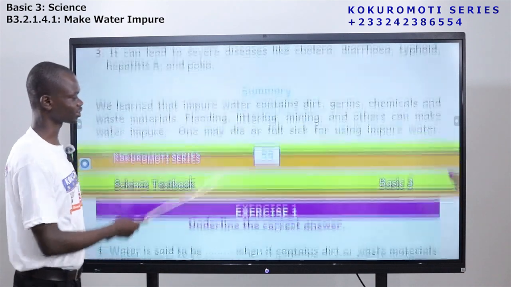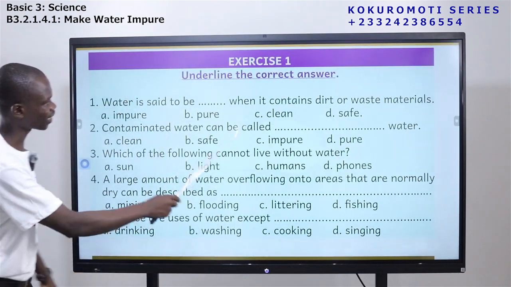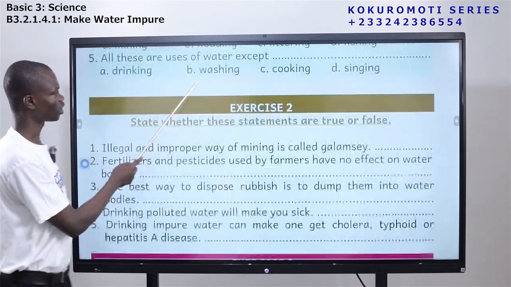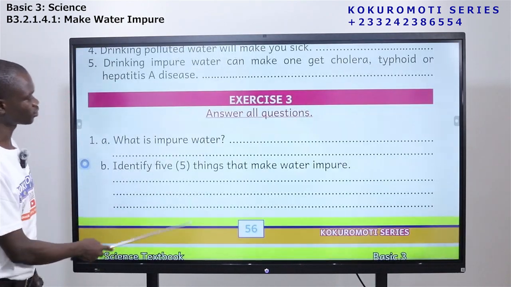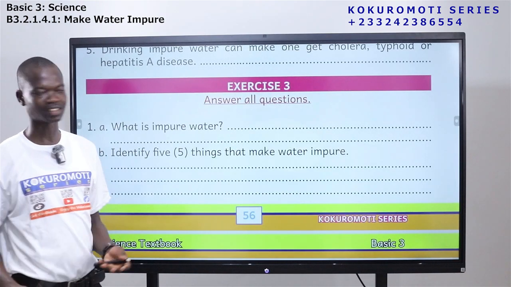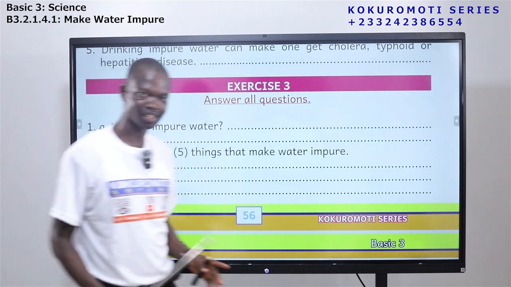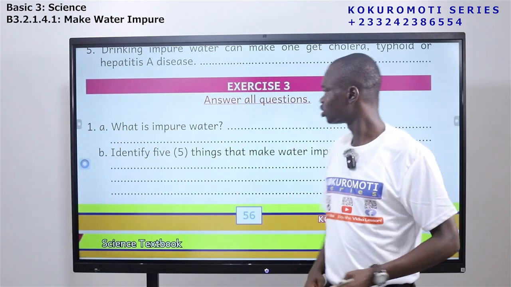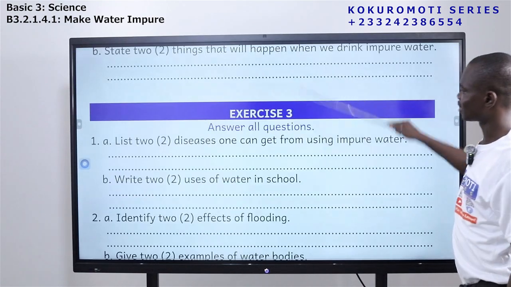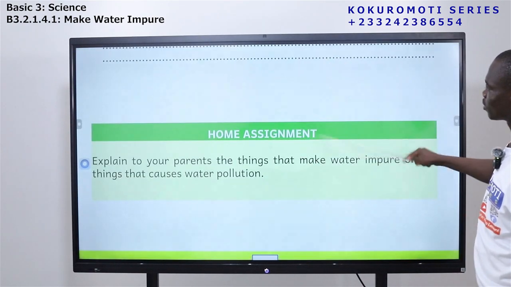So now we are looking at exercises. We have exercise 1 here, underline the correct answer. We have 5 questions under exercise 1. We have exercise 2 here, exercise 3. You know, Kokromoti series, we make sure we give you a lot of exercises. So the exercises will help you know your level of understanding of the topic. Very good. So we have exercise 3 here.